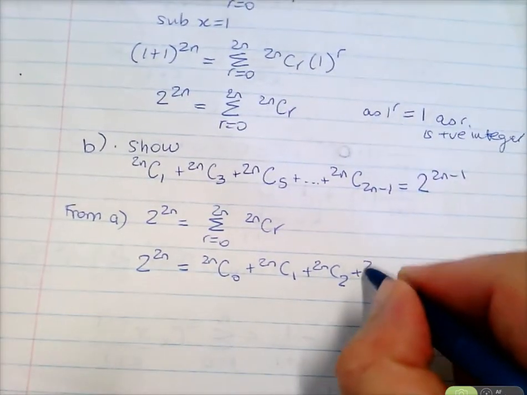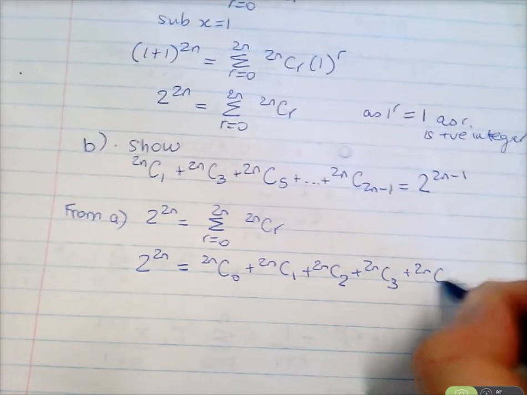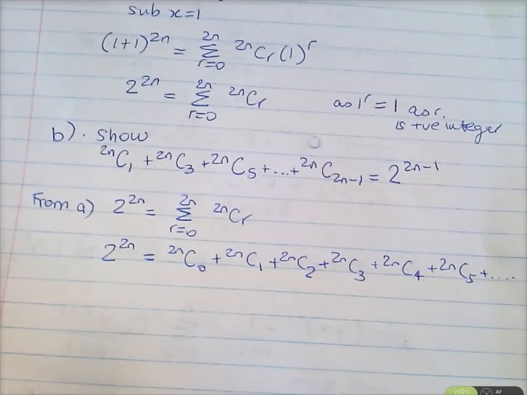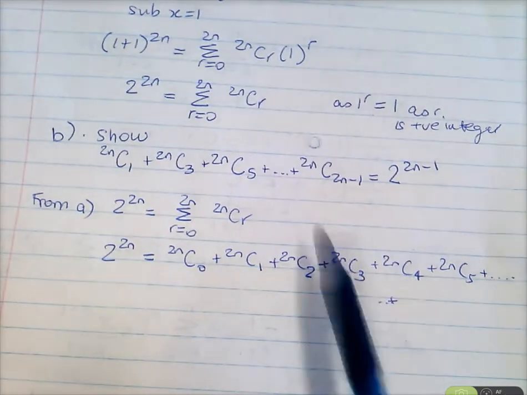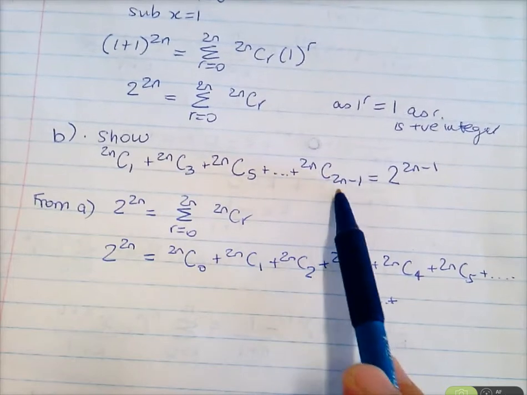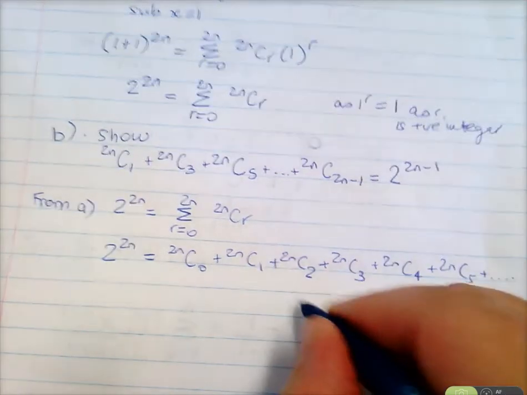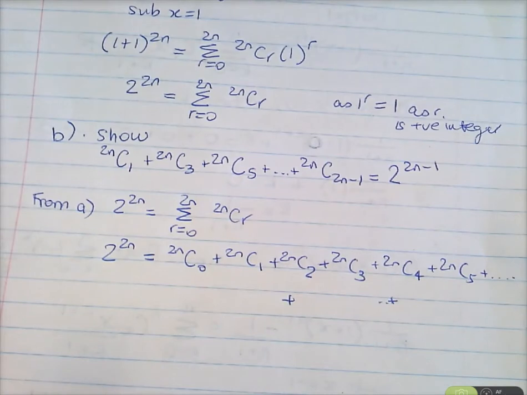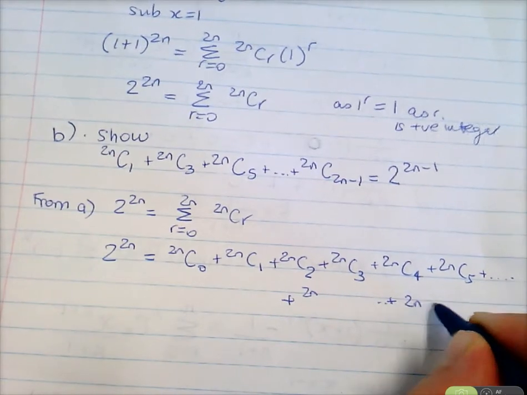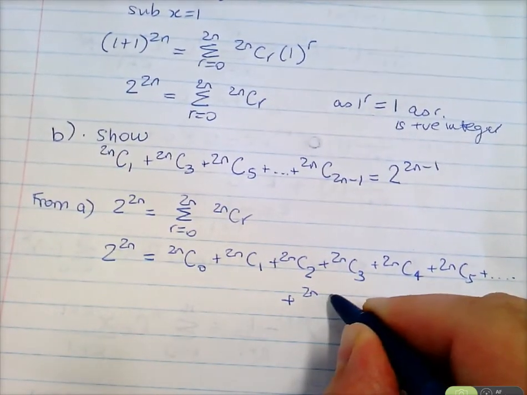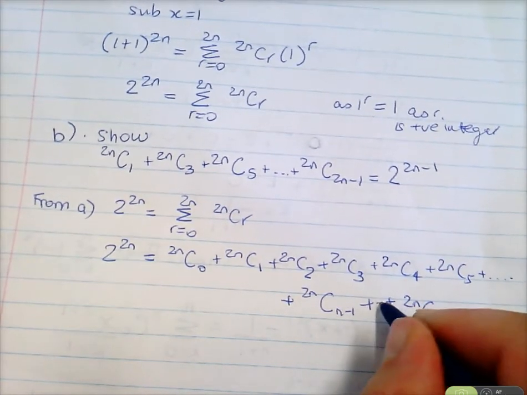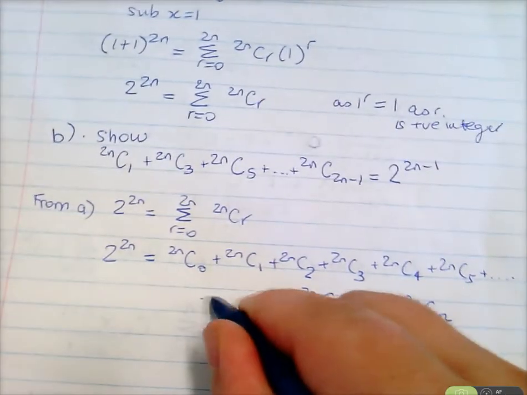Plus 2nC3, I'm going to keep going, 2nC4 plus 2nC5, etc. Wouldn't this be all the way up to, now notice they're asking to show that all of this goes up to 2nC(2n-1), that's the second last term. So in my expansion, I'm going to do the second last term and the last term. The last term is 2nC(2n), isn't it? So the second last term is 2nC(2n-1).